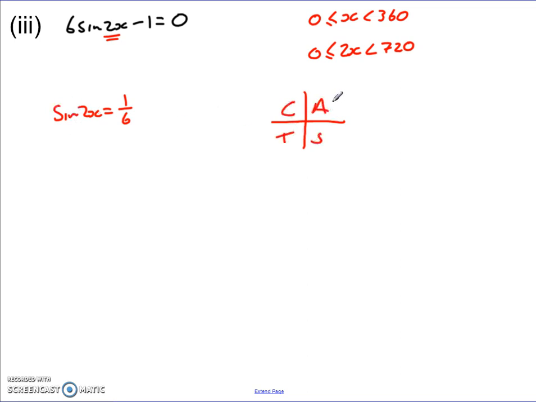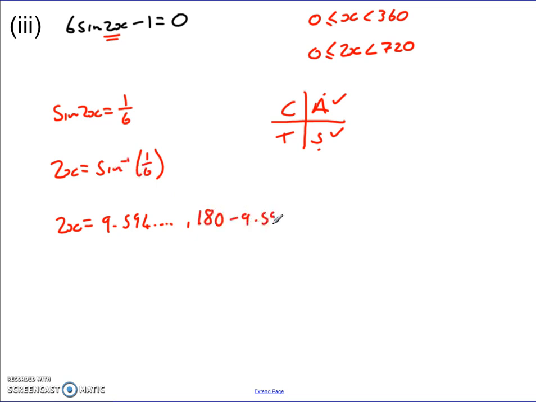Sine, and it's positive, so it's going to be in the A and the S. Again, get the A, use it to solve the S. So from that, I take 2x equals sine minus 1 of a sixth, which ends up giving you 9.594, and again, the whole spiel of stuff. Take that off of 180, so I do 180 take away the 9.594, and I get my second solution.